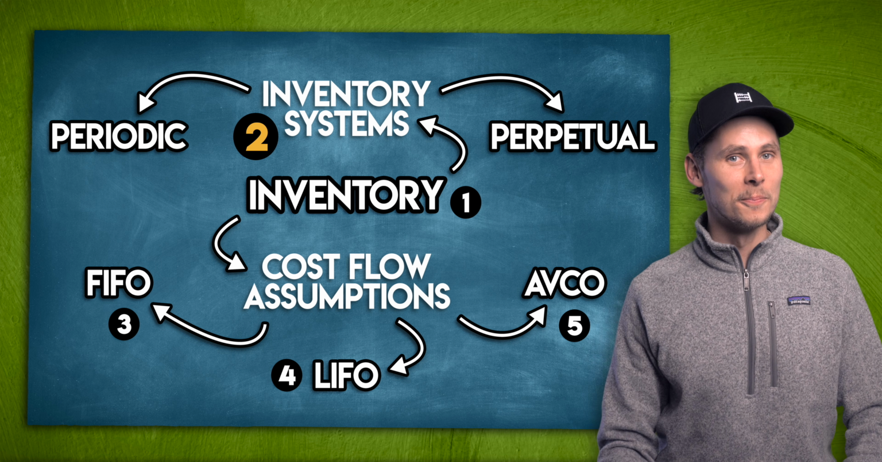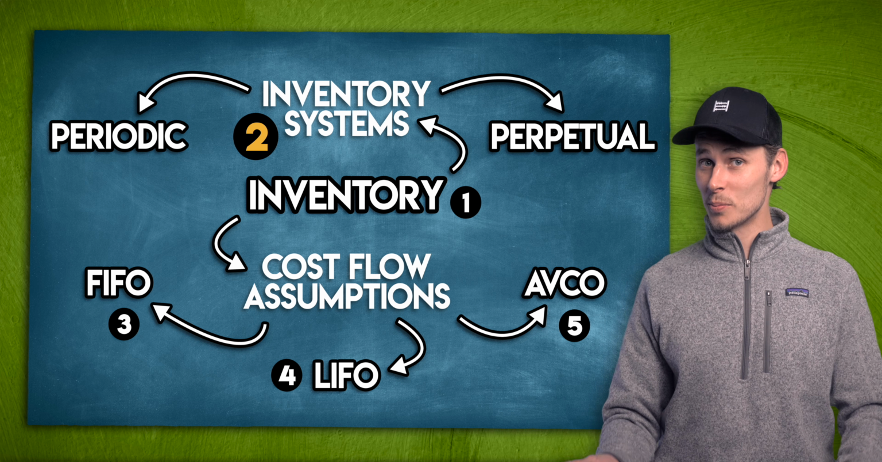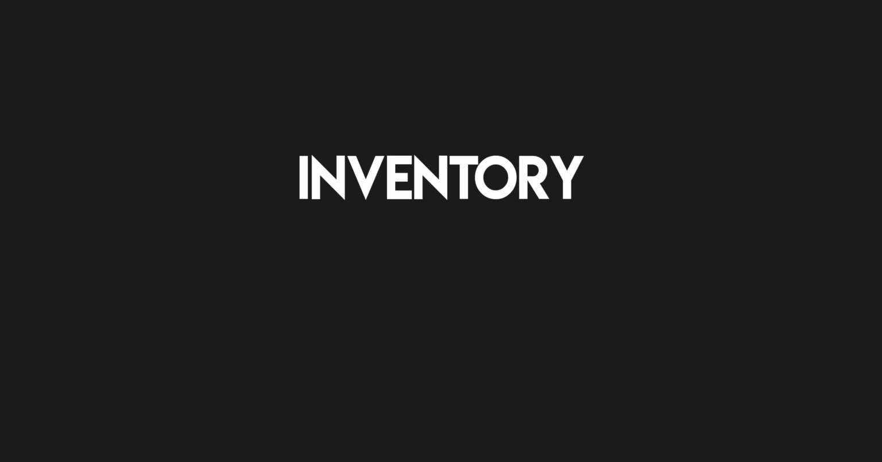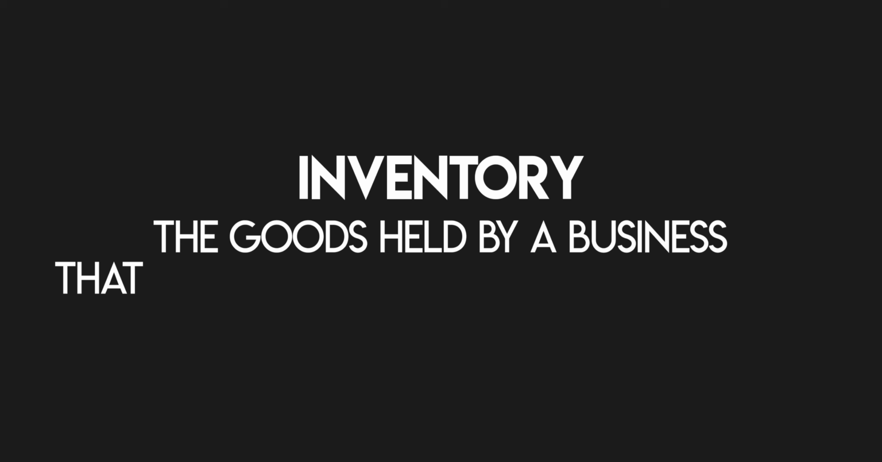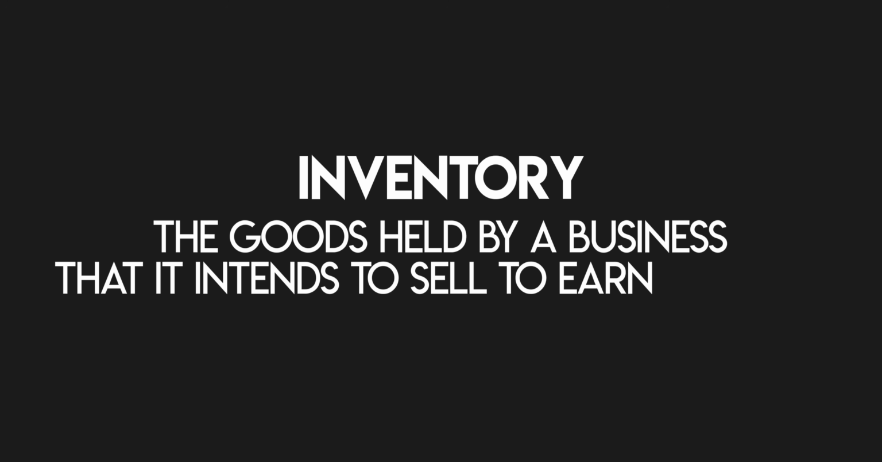So how do inventory systems work? In a merchandising business, inventory is the goods held by a business that it intends to sell to earn revenue.